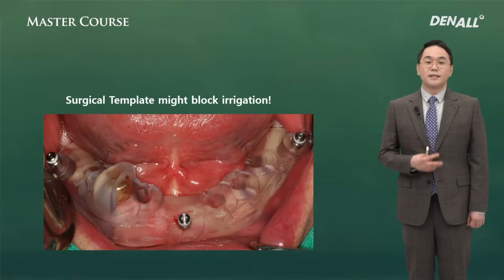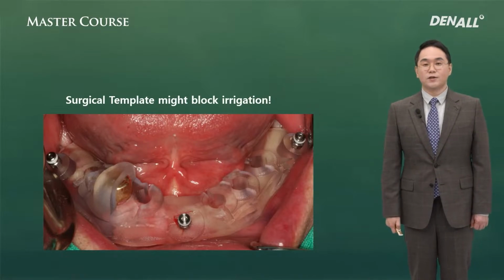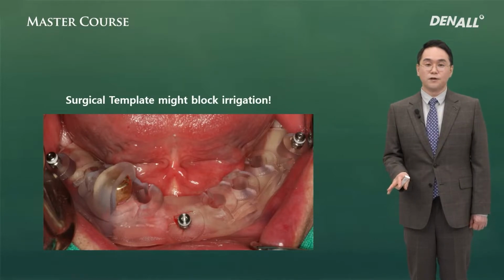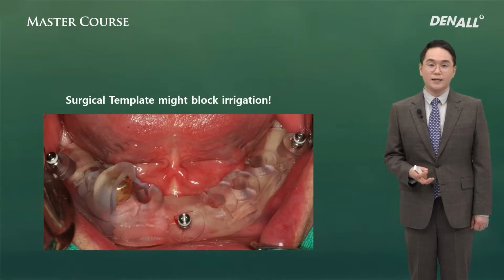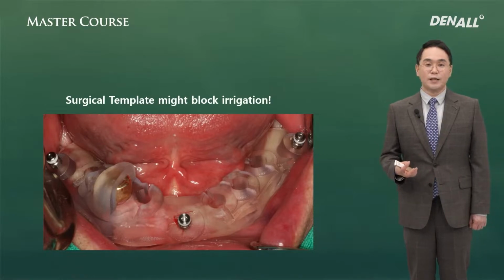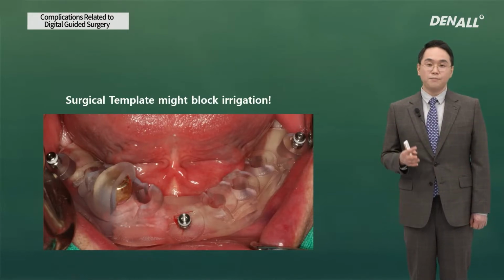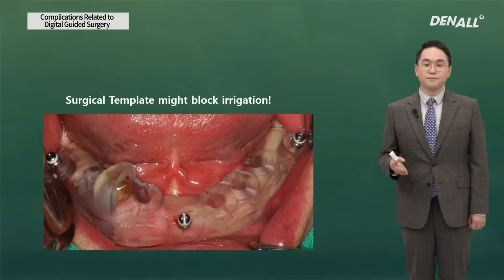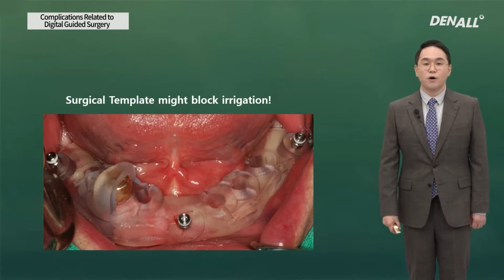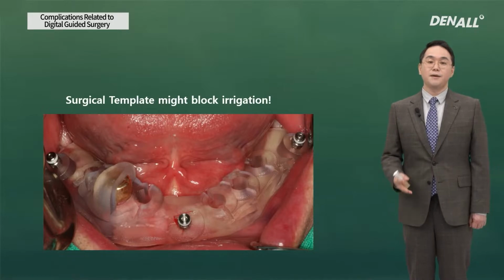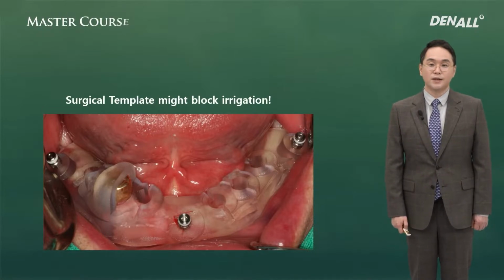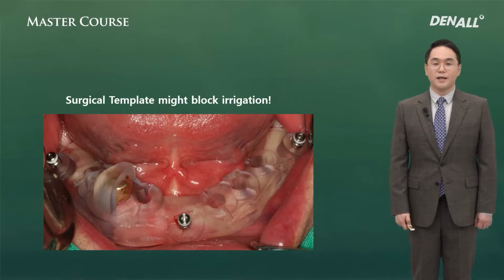Up until now, I talked about deviation in drilling related to free end cases where distal tilting occurs. If there's no residual teeth supporting the one guide template, the guide itself can be tilted, and in immediate implant placement cases in upper and lower anterior area, the lateral side of the drill can hit the lateral palatal or lingual wall, and consequently it can slip.